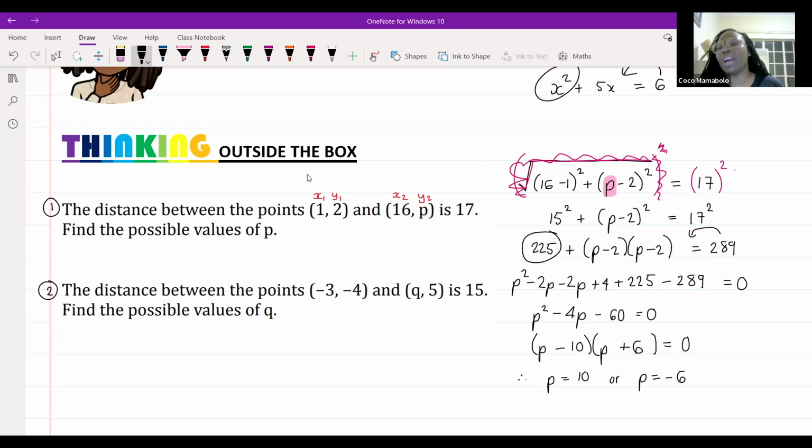Yes, Pumzile, and I'll show you. There's another question that clearly states that one side is greater than 0. That means we have to discard one of the answers. We'd have to discard the negative answer. We're going to get to an example like that in just a bit. So try question 2.